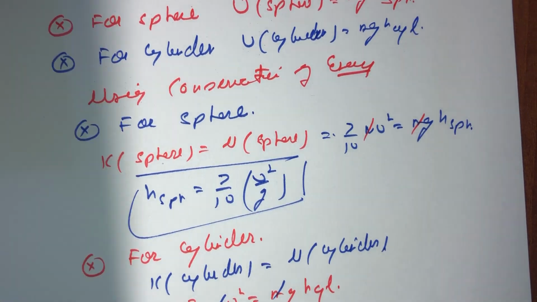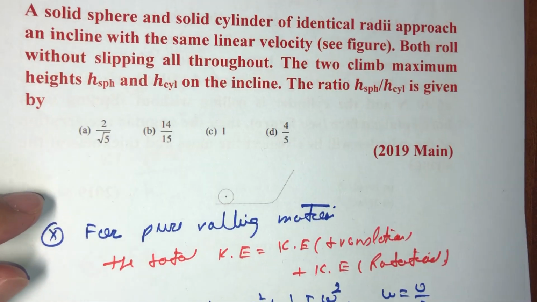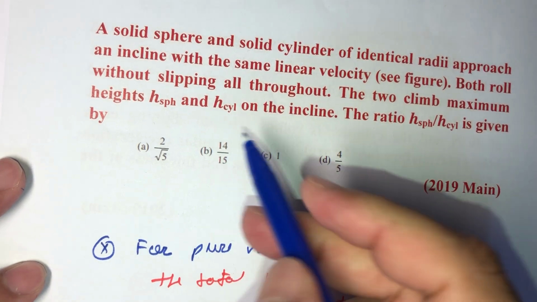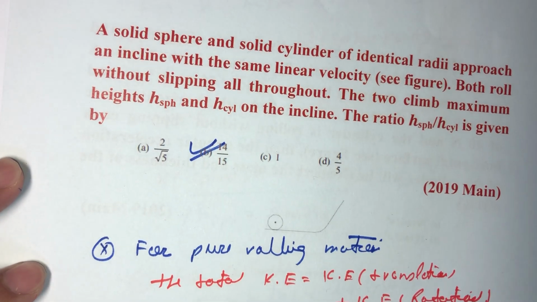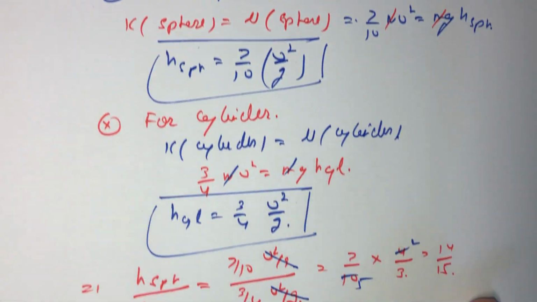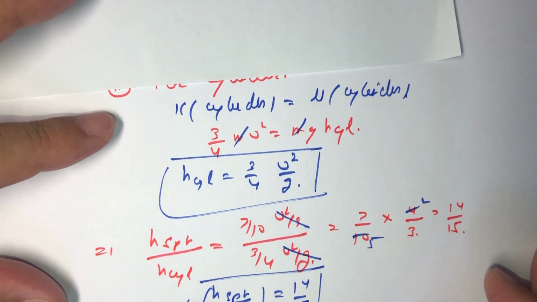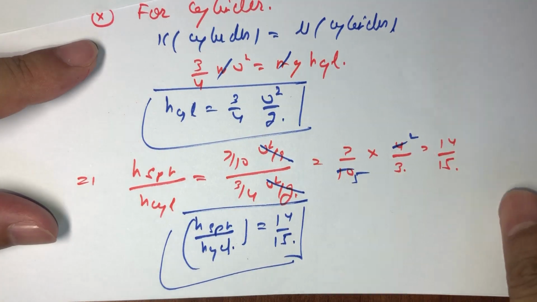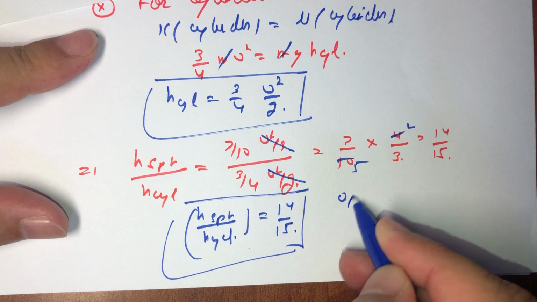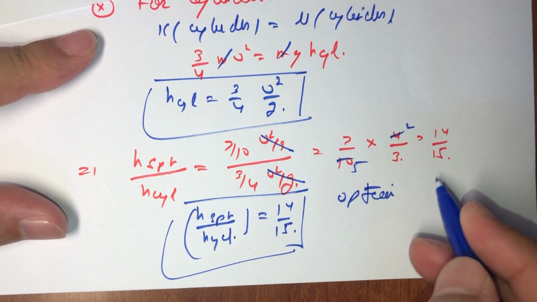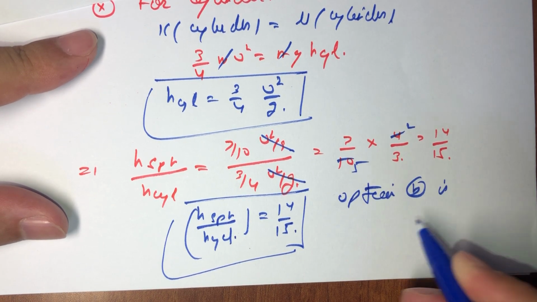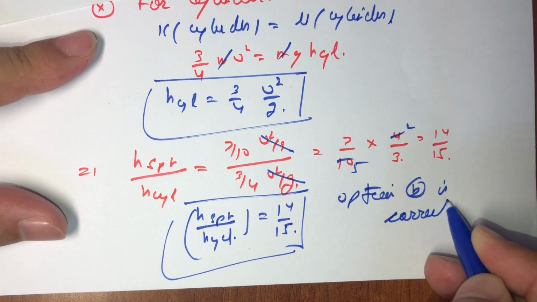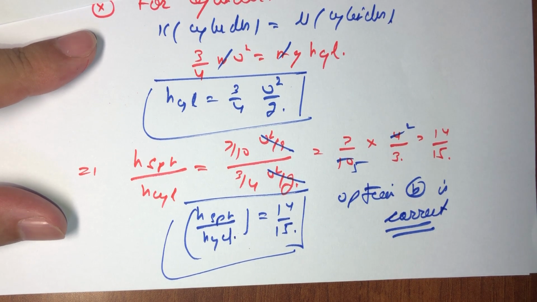And from the options available to us, we can clearly see that option number B is the correct option. From here we can say that option B is correct. So this completes the question.